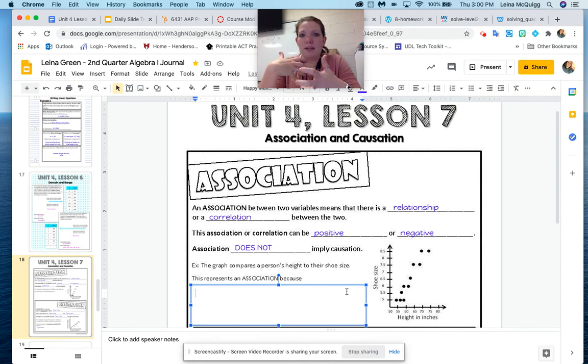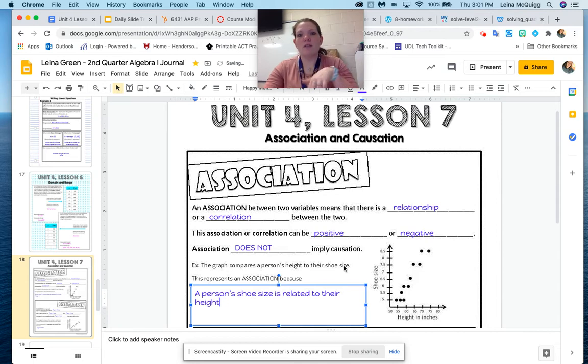So this is an association because a person's shoe size is related to their height. It's related, but it's not necessarily caused, okay?